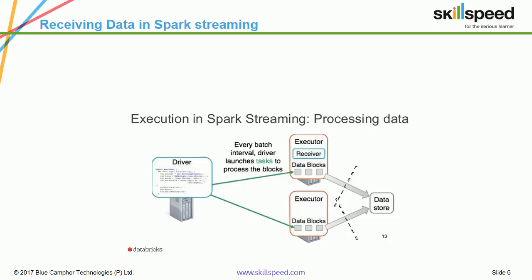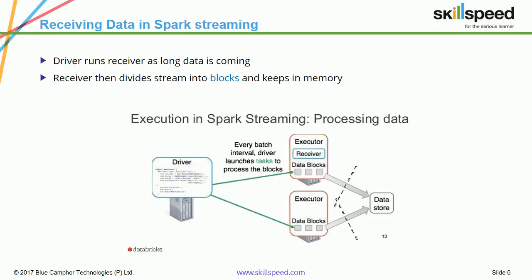However, please note that the receiver will be running on one of the worker nodes, and that starts receiving your data. The driver program will run as long as the data is coming, and the receiver will get the data and store it as blocks in the main memory. These blocks are also replicated for high availability. So you can clearly see all these details in the diagram.